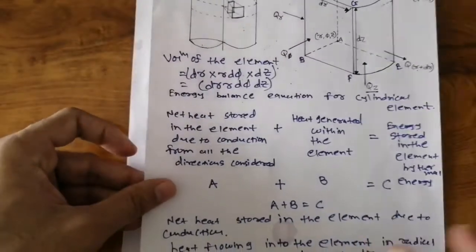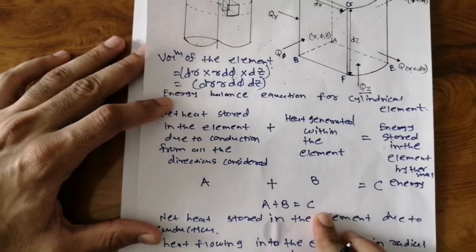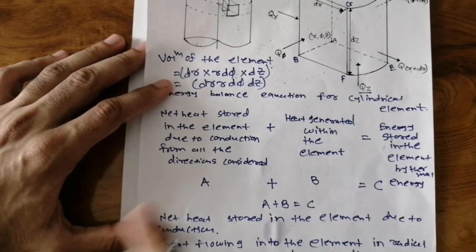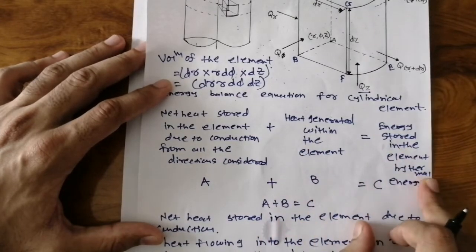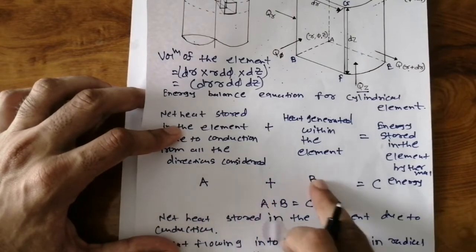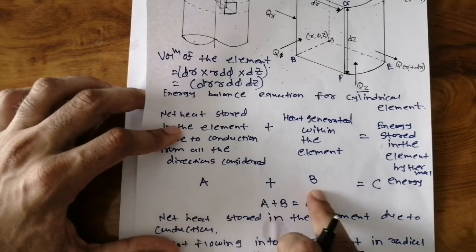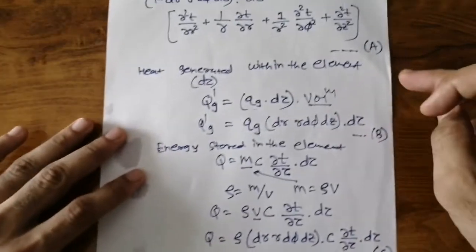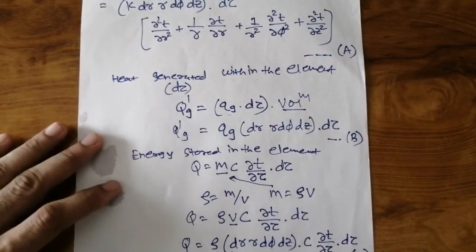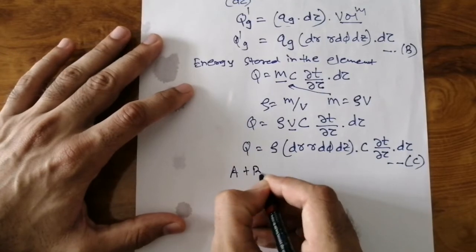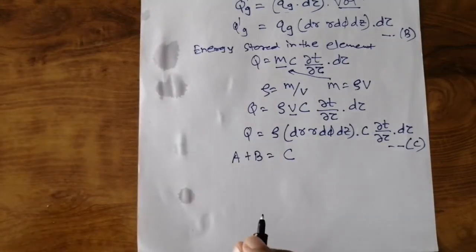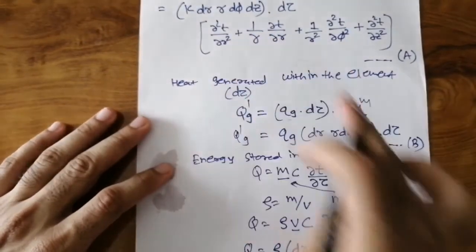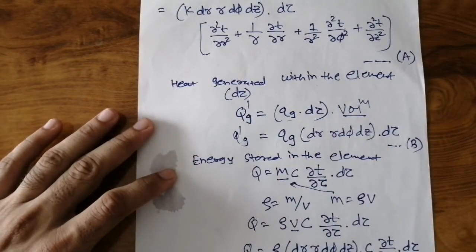Already I told you that equation A plus B is equal to C. What is equation A? Net heat stored in the element due to conduction, heat generated within the element, and heat stored in the element by the thermal energy. Already we derived equations A, B and C, so we take the summation: A plus B is equal to C. Now we write first equation A, then equation B, and then equation C.